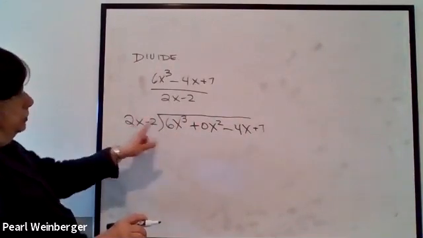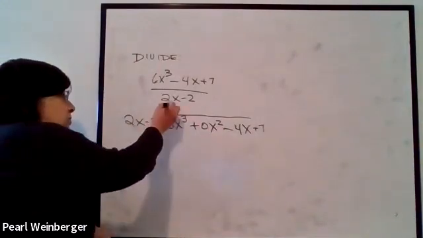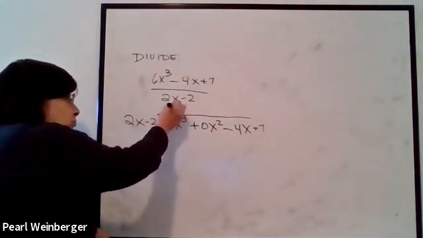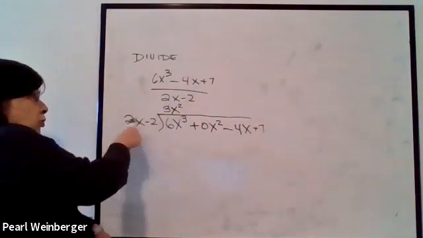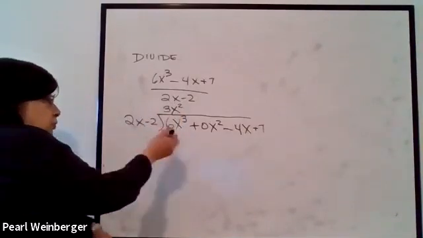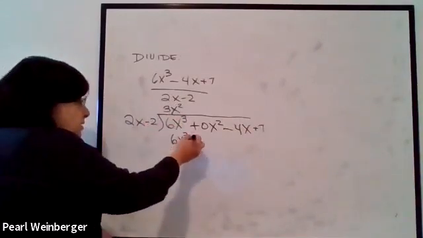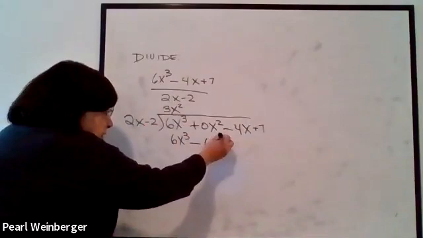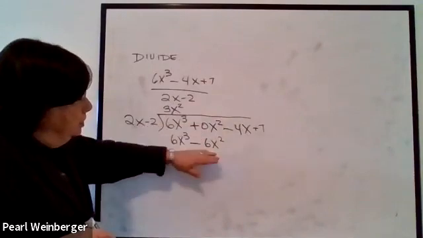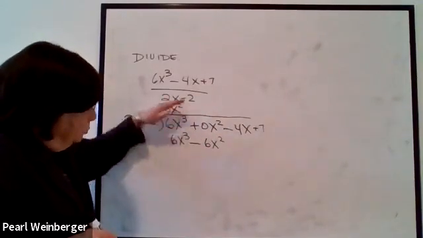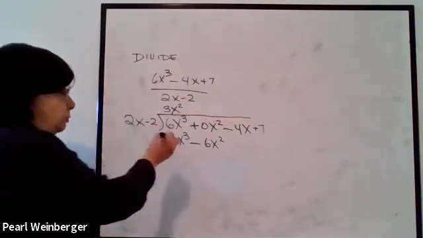We divide our first term into our first term. So 2x into 6x cubed gives me 2 into 6 is 3x squared. My first term is 3x squared. I take that and multiply it by the whole binomial. 3x squared times 2x is 6x cubed. 3x squared times negative 2 is negative 6x squared. And you'll see why it's so important to put in this 0x squared, because I want my like terms under each other, and otherwise there'd be no place for this x squared term.